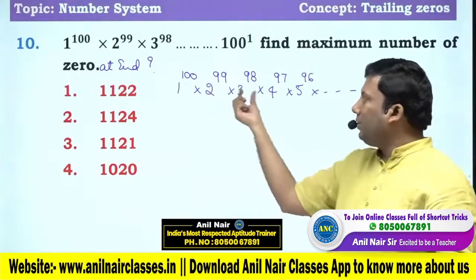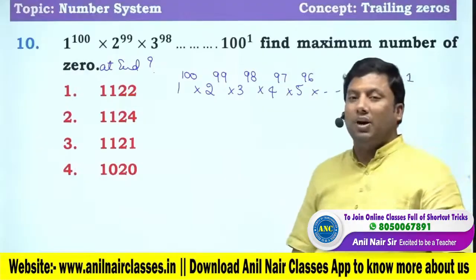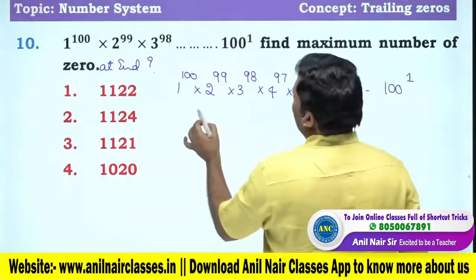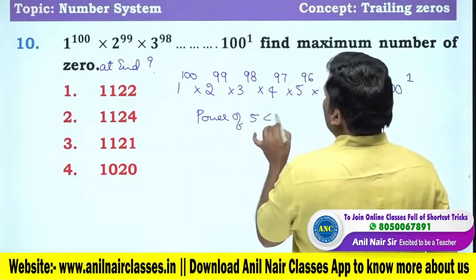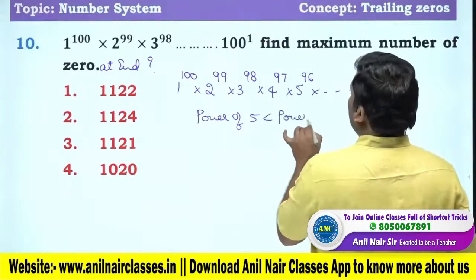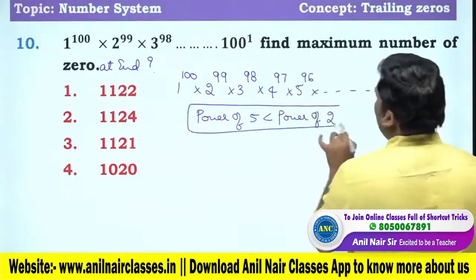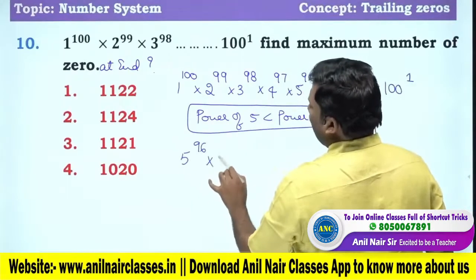Every second term, it is a multiple of 2. Every fifth term, it is a multiple of 5. So there are 20 terms which are multiples of 5. So power of 5 is less than power of 2. So only attack the power of 5, 5 power 96.